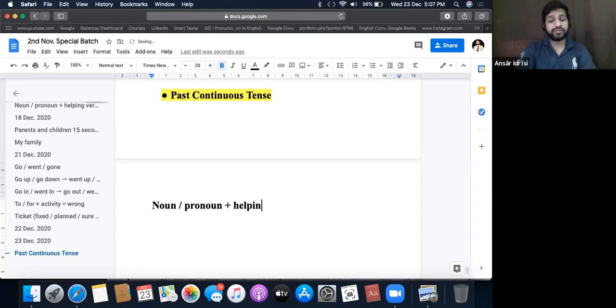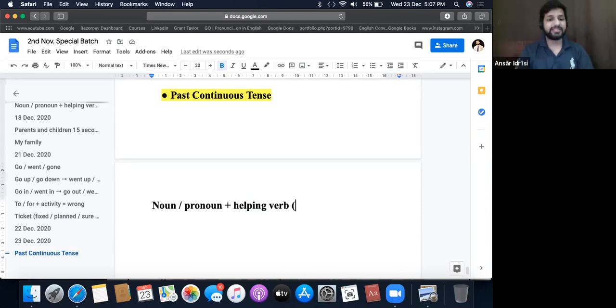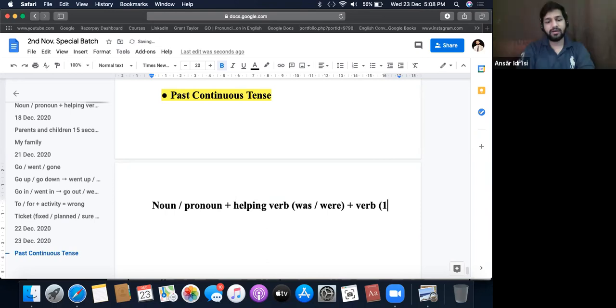What helping verb are we going to use here? For past, what do we use? Was and were, plus verb. Not the second form. Verb का first form आएगा plus ing.